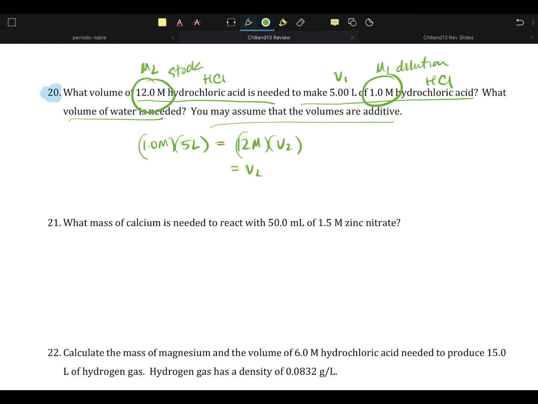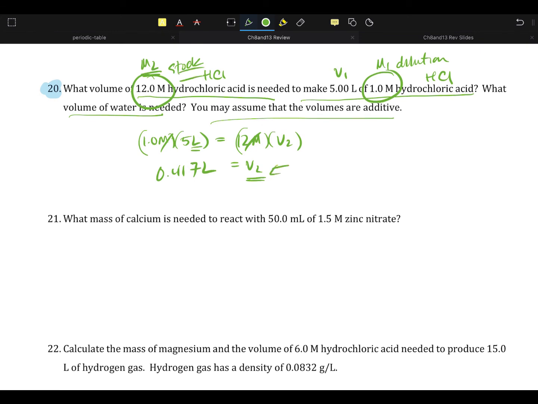So we'll take our 5 divided by 12. And now the unit here is going to be what, right? Those cancel, so my unit is going to be liters. And that is my volume 2, which is going to correspond to my stock. So this is the volume of stock needed.